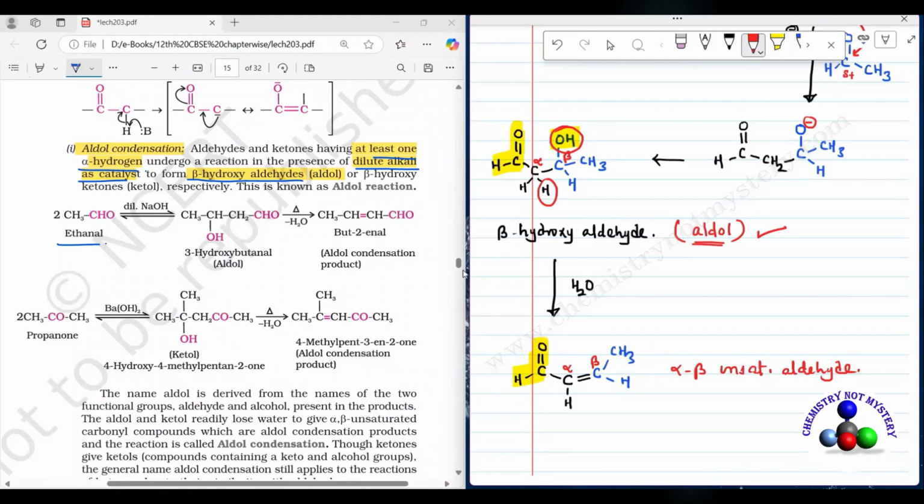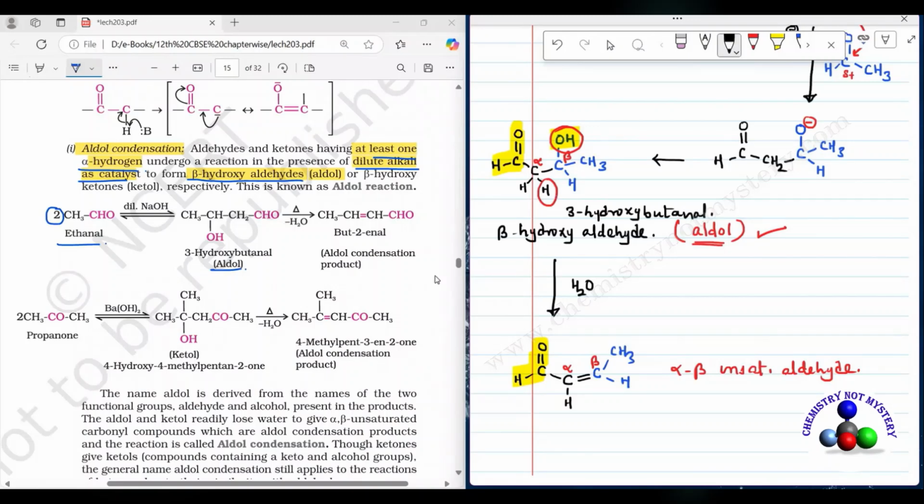Here there are two molecules of ethanal. When they react in the presence of dilute NaOH, it gives aldol. This is 3-hydroxybutanal. Count the number of carbons: 1, 2, 3 and 4. There are 4 carbons and the hydroxy group is bonded to the third carbon. So the name of this molecule will be 3-hydroxy. As it contains 4 carbons, the parent name will be butane. As it contains the aldehyde functional group, the suffix will be al, so butanal.